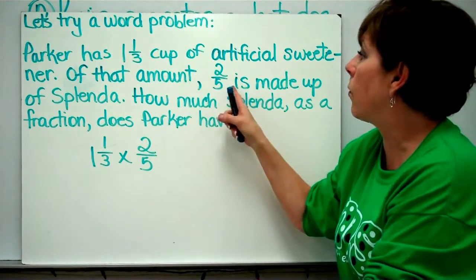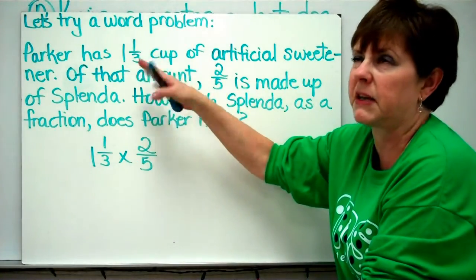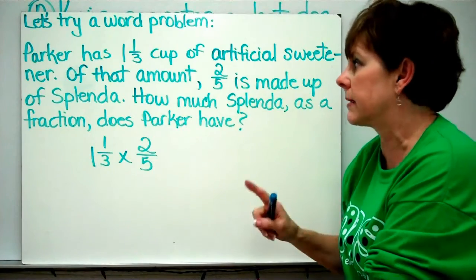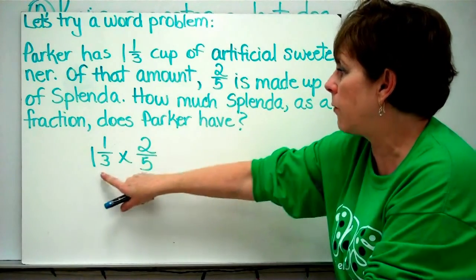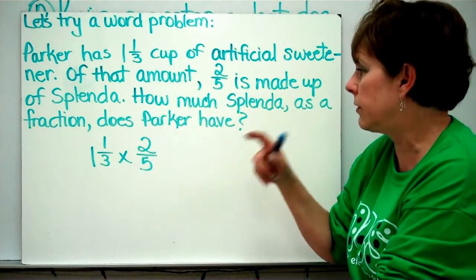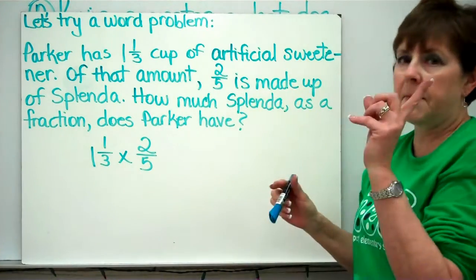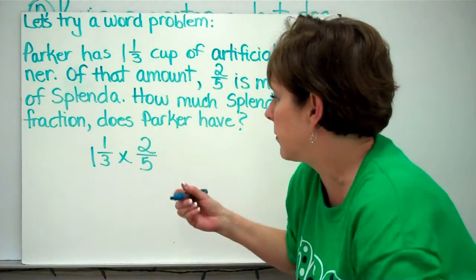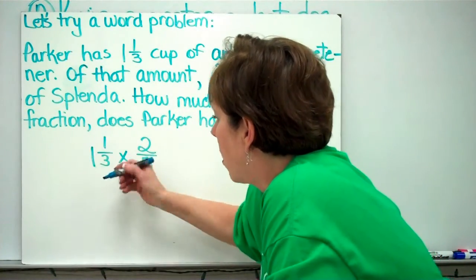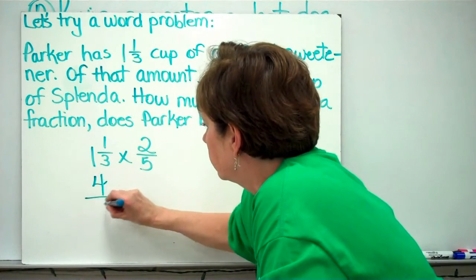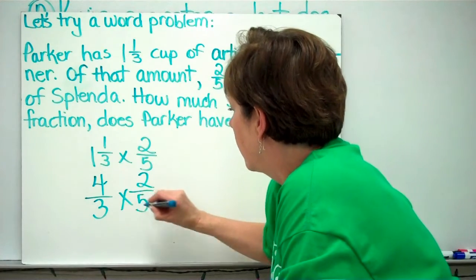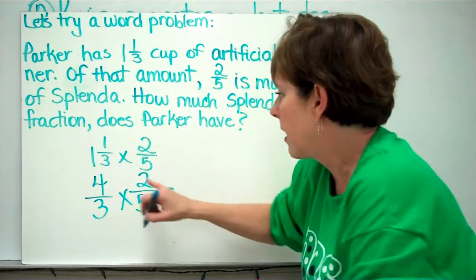Well, let's see. We're wanting a fraction of a fraction. Basically, that's what that is. That means they probably want you to multiply. Let's multiply. So 1 1/3 times 2/5. Now, first step that we do is make our mixed number into an improper fraction. 3 times 1 is 3, plus 1 is 4, times 2/5.